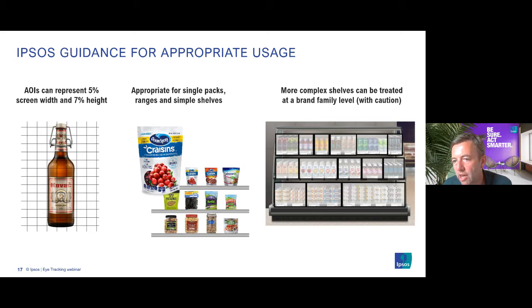When it comes to more complex shelves that you can see on the right-hand side of the screen here, the guidance from Ipsos is to treat this more at a brand family level. We can still understand people's navigation paths at shelf, what they focus on, where they go next, ultimately what they attend to. But we really recommend doing that at more of a brand family level, because getting down to individual SKUs, the webcam isn't accurate enough for that, because our areas of interest, 5% screen width, 7% screen height, that really should be the kind of rule that we apply to this.